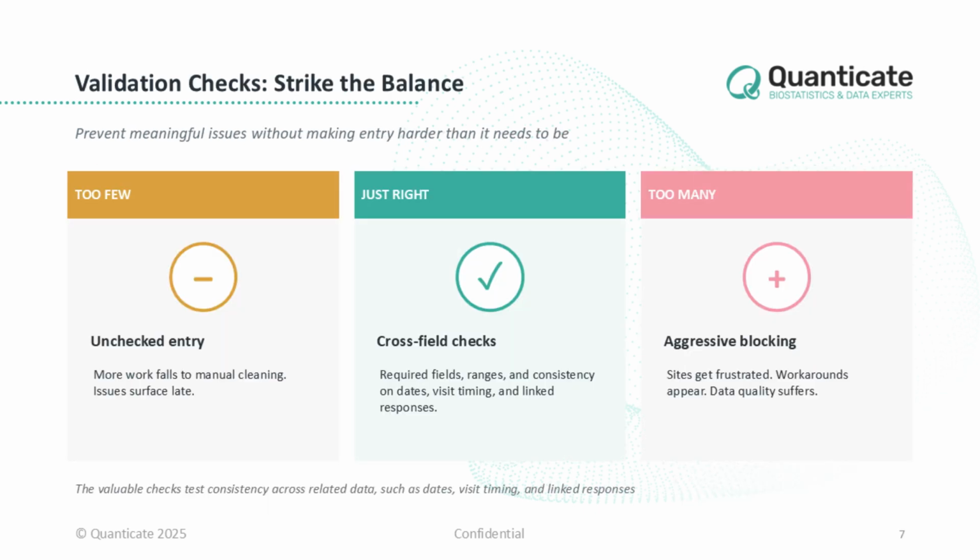Next, validation checks should prevent meaningful issues without making entry harder than it needs to be. Basic checks such as required fields and ranges are useful, but the more valuable ones often test consistency across related data, including dates, visit timing, and linked responses. The balance is important. Too few checks leave more work for manual cleaning. Too many aggressive checks can frustrate sites and encourage poor workarounds.